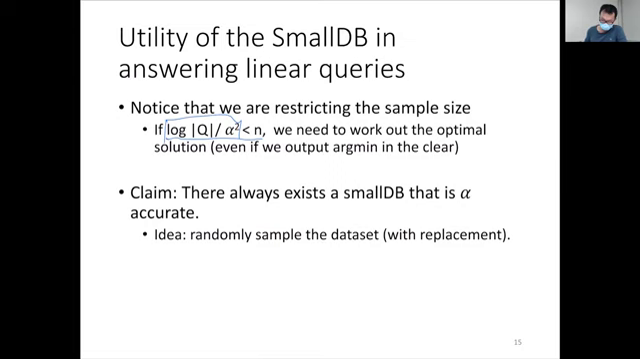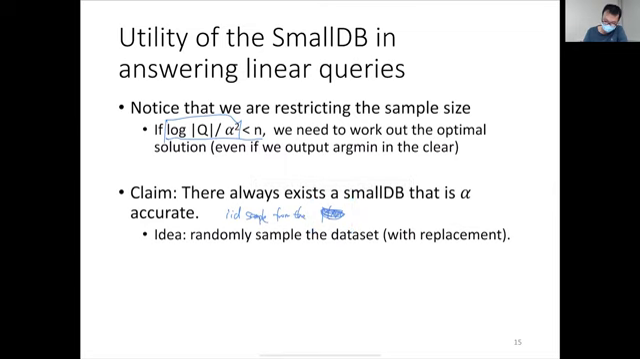Now, the claim is that there always exists a small data set that is alpha accurate when we choose the size of this small database to be on this order. And the idea is nothing but just doing random sampling. In fact, let's do IID sampling with replacement from the discrete distribution that's given by the data set. This assigns a probability of 1/n to every element of this input data set X.